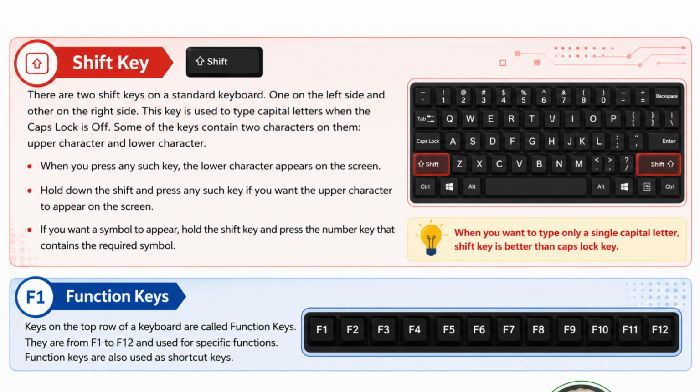And also then you have function keys. Keys on the top row of the keyboard are called function keys. They are from F1 till F12 and are used for specific functions. These function keys are also called shortcut keys.